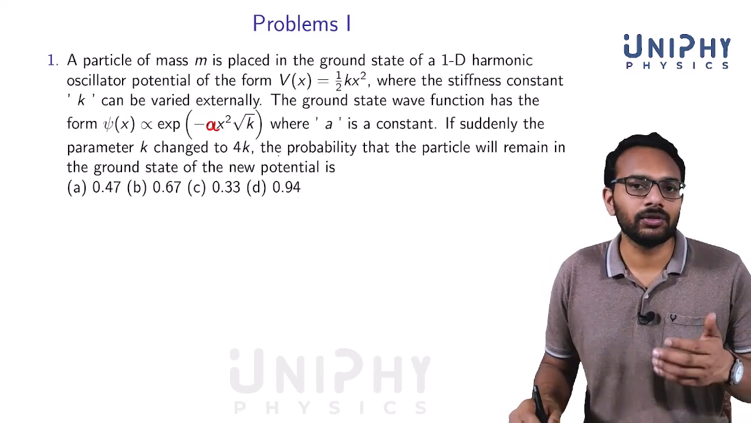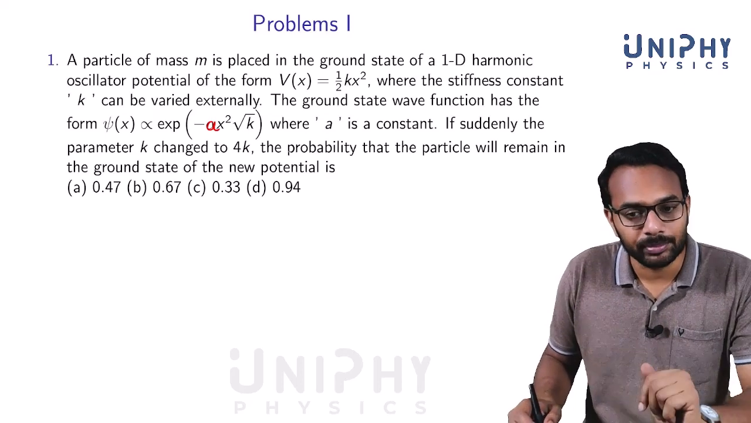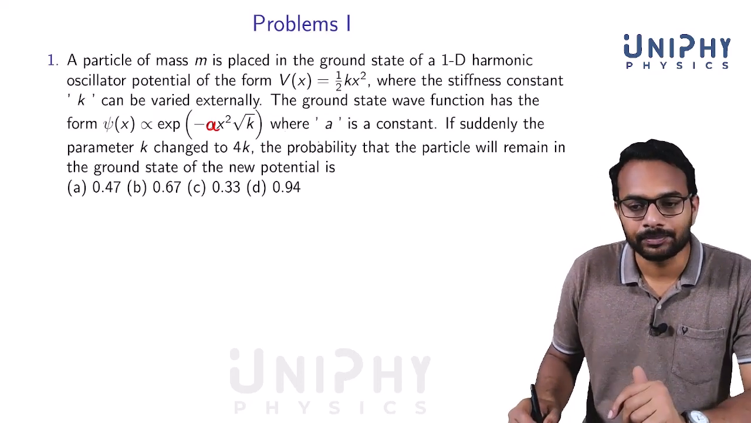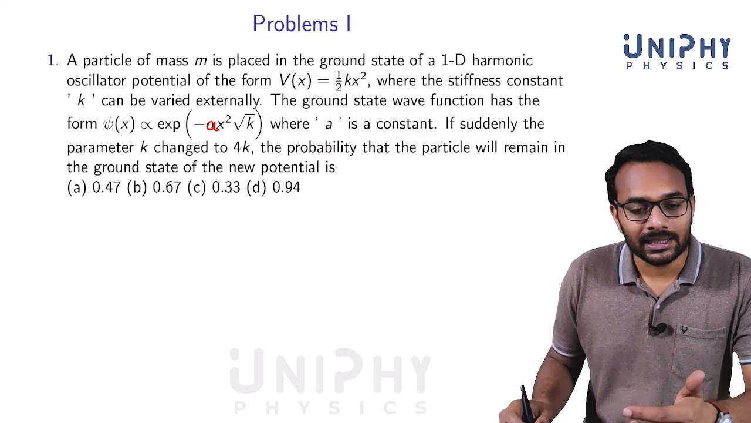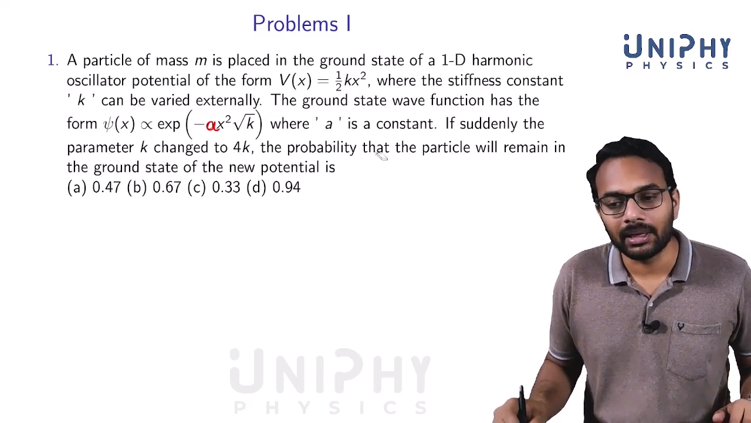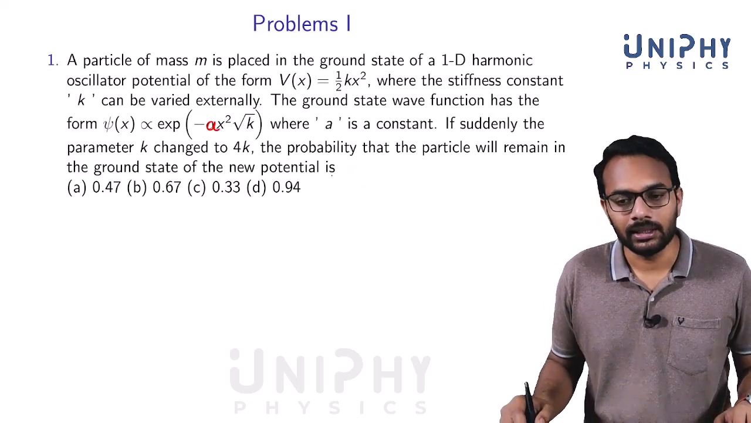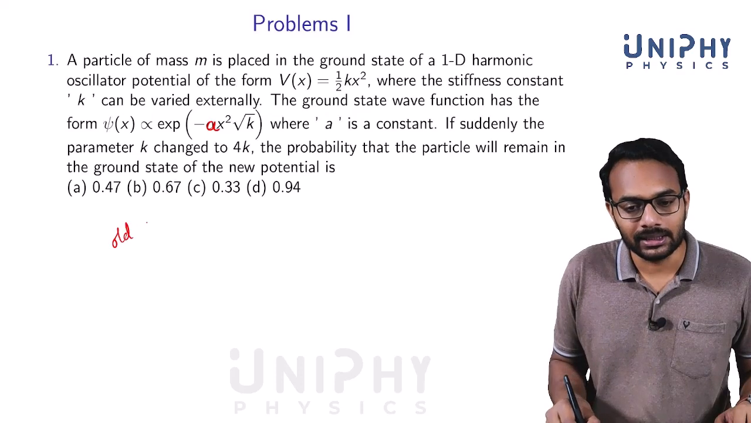They have given you the proportionality of the ground state wave function, so you don't have to remember anything for this particular problem. Everything is given here, where a is a constant. If suddenly the parameter k changed to 4k, the probability that the particle will remain in the ground state of the new potential.